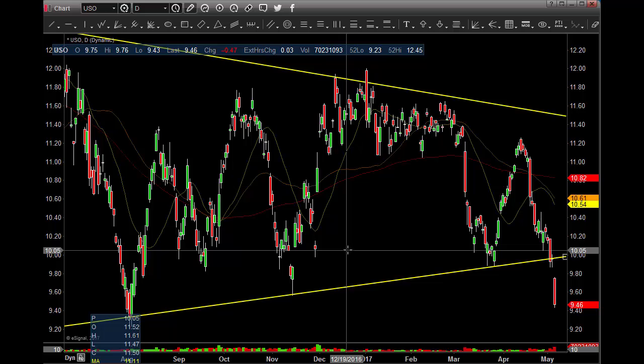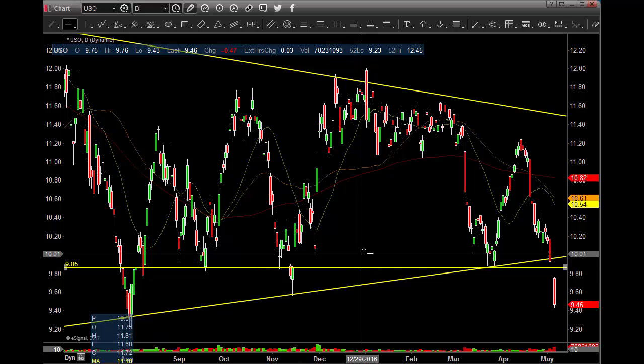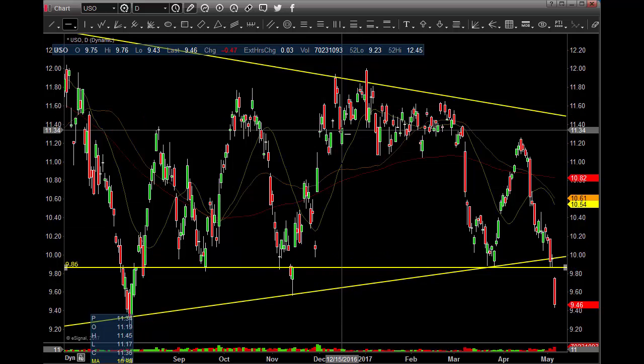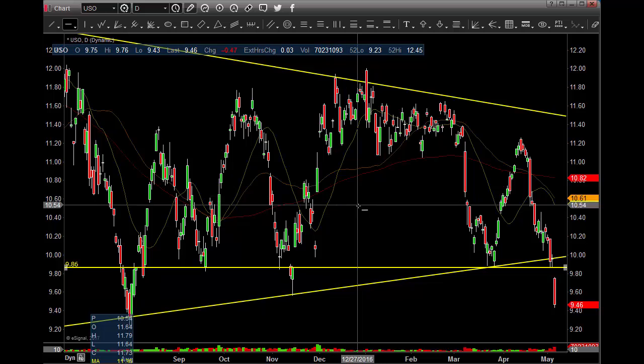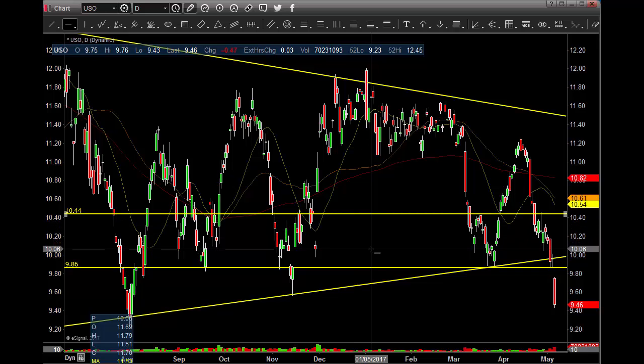You had a couple gaps, though. We talked about that. You had the gap fill here. You also had a gap fill there. So let me draw on that line here. That was a gap fill. These are pretty much irrelevant at this point. But just to show you, right here was gap fill. And then down here was gap fill.